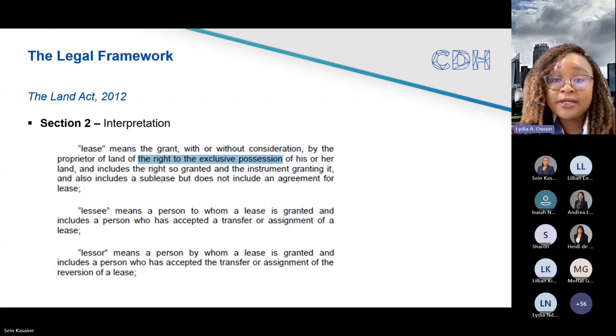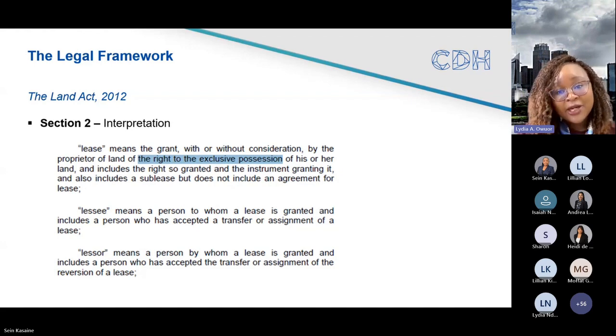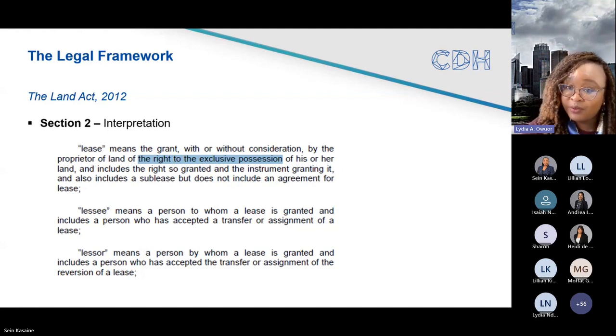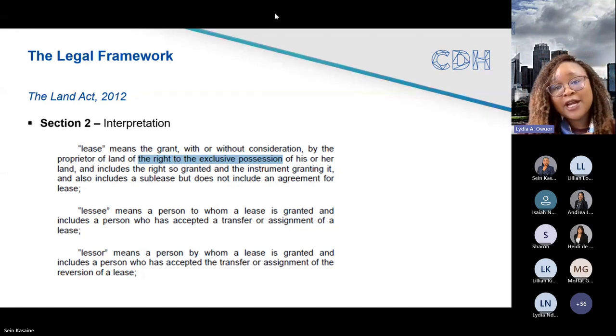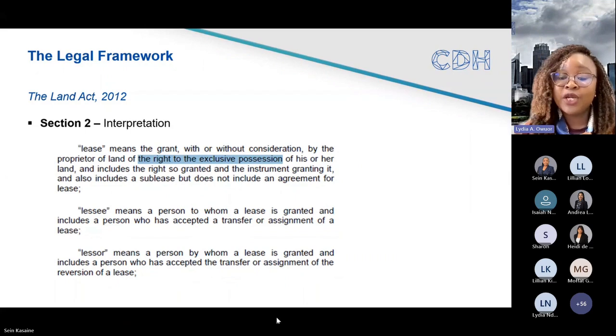And this right is only limited to the agreed lease term, right? So the landlord, in this case, retains the ownership of the premises, but cannot interfere with the tenant's quiet use and enjoyment of the premises during the term. And again, I will emphasize, of course, this is subject to the lease conditions.